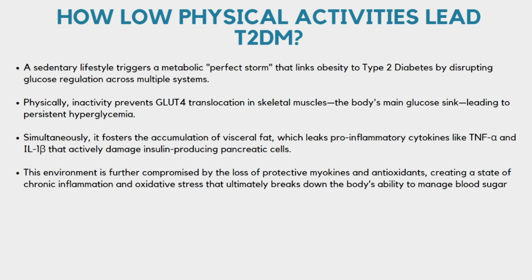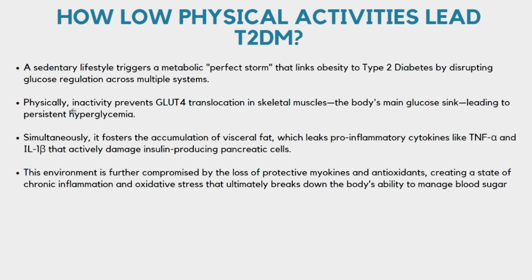Okay. So next is how low physical activity causes type 2 diabetes. When you have a sedentary lifestyle, sedentary meaning that you only sit there and you're not moving anymore, just sit at the computer, play games, all that, you will trigger a metabolic perfect storm that links obesity to type 2 diabetes by disrupting glucose regulation across multiple systems.